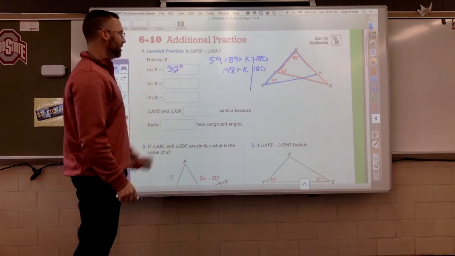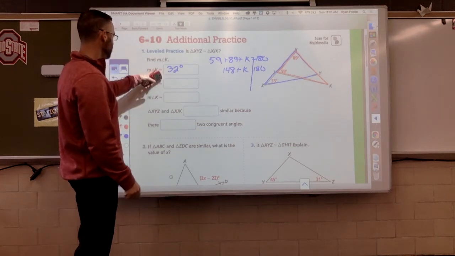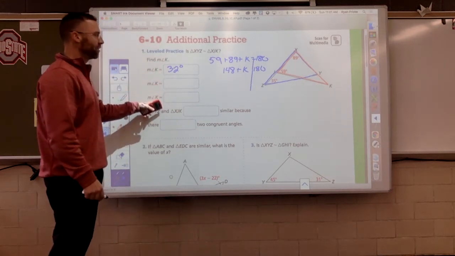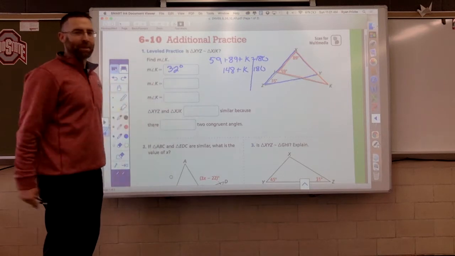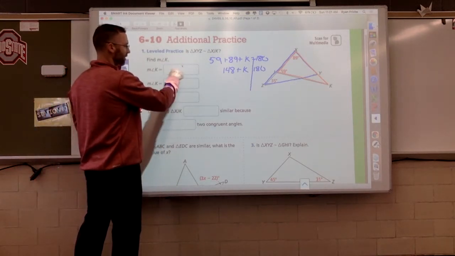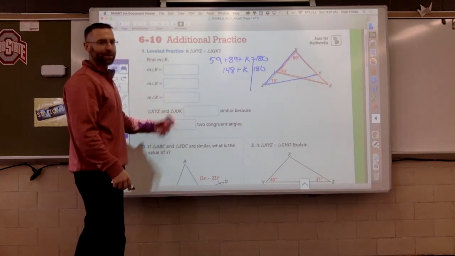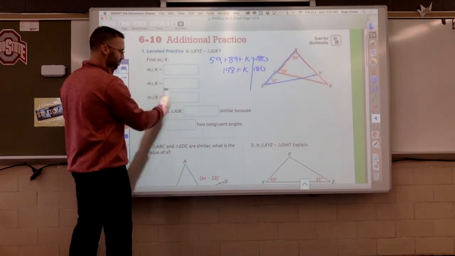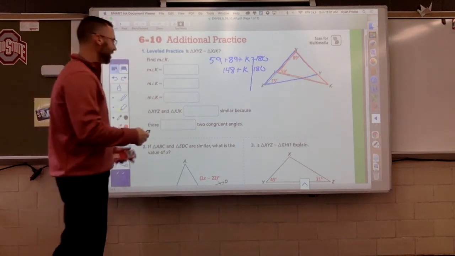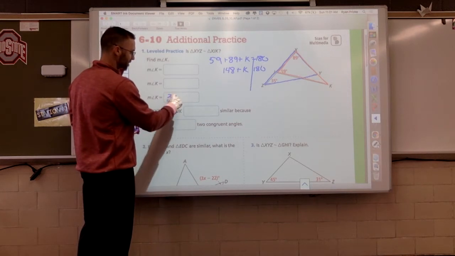They also want us to find, oh no, oh my. It says measure of angle K, measure of angle K, measure of angle K. My bad. Okay, they just wanted us to write expressions here. I was getting all kinds of excited. Either way, we found this to be 32 degrees.